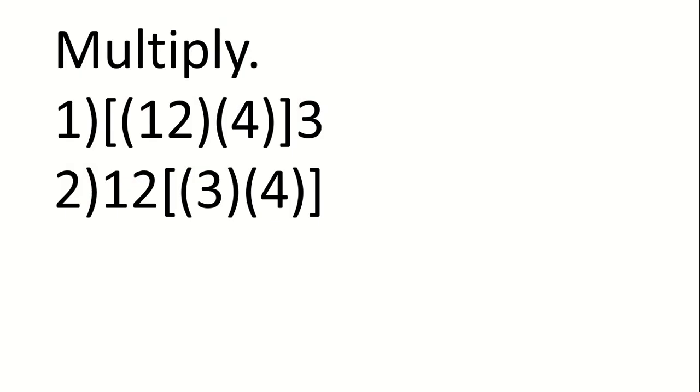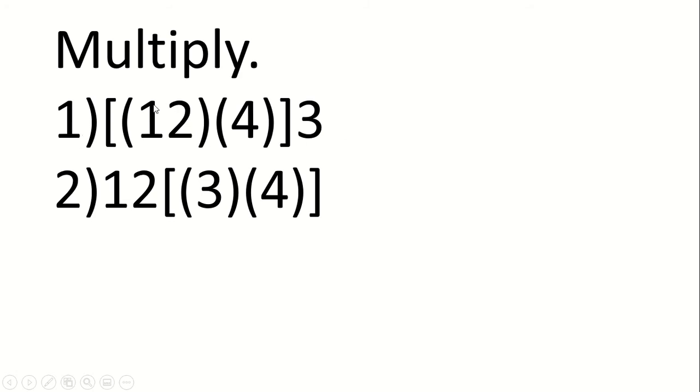So, for example, in multiplying 12 times 4 times 3, you can actually multiply first 12 times 4 and then 3. Or you can multiply 3 times 4 and then 12. So for example, let's deal with 12 times 4. 12 times 4 is 48. 48 times 3 will give you 144.